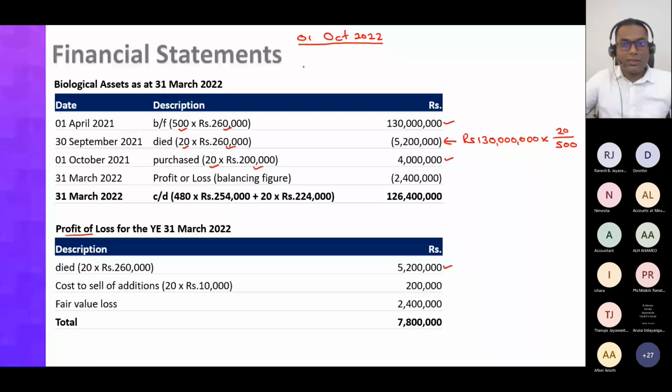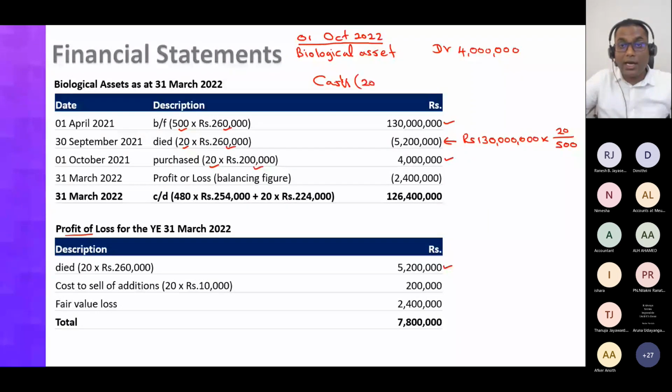So in this transaction, you debit the biological asset. You debit the biological asset. How much? 4 million. But how much have you actually paid in cash? That is fair value less cost to sell. How much have you paid in cash? You actually paid how much?